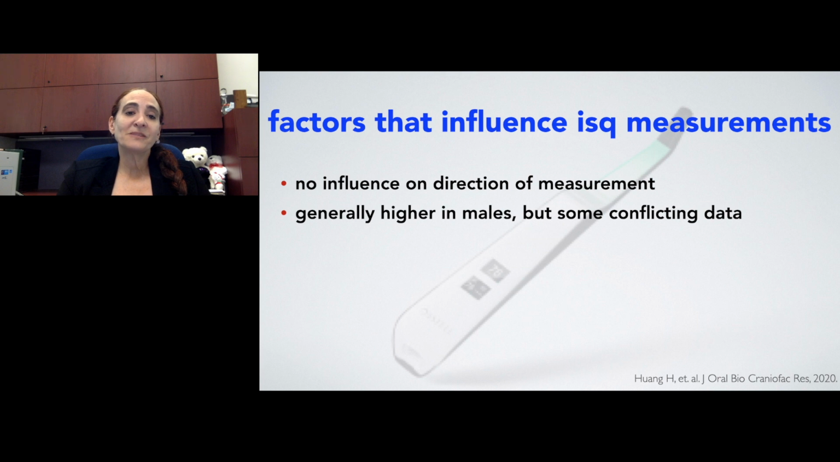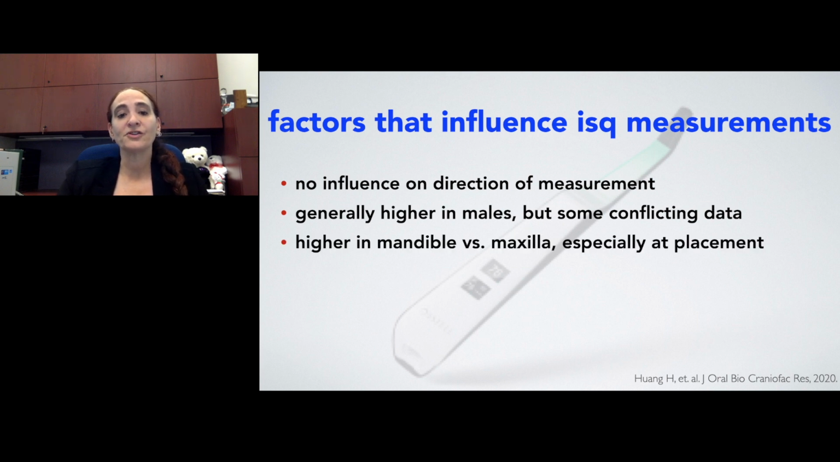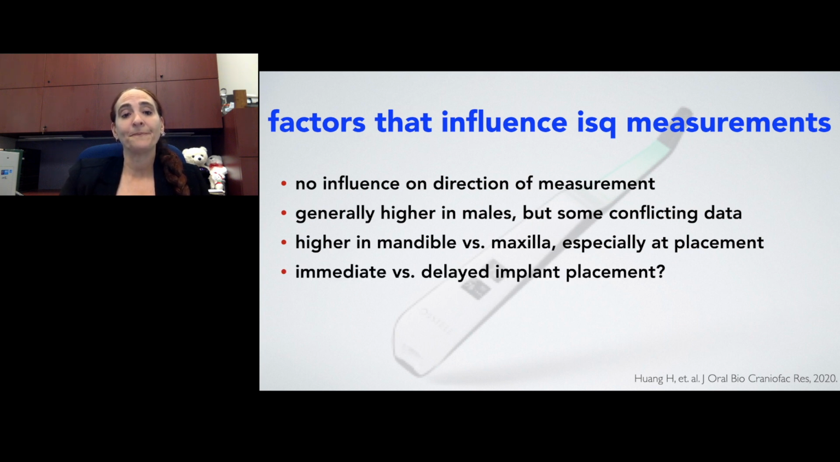Generally, the ISQ measurements are higher in males, but there is some conflicting data out there in the literature. Generally higher in the mandible versus the maxilla, and especially at placement, which again we can imagine due to the quality and quantity of bone that's generally present in the mandible.